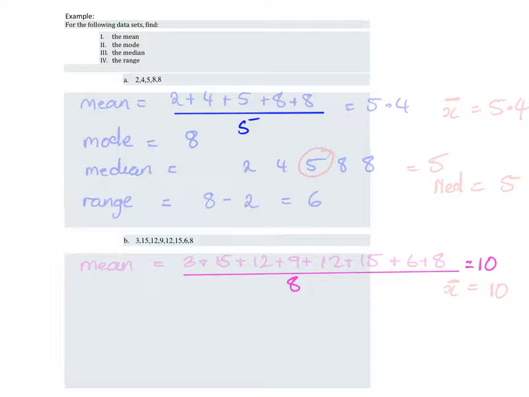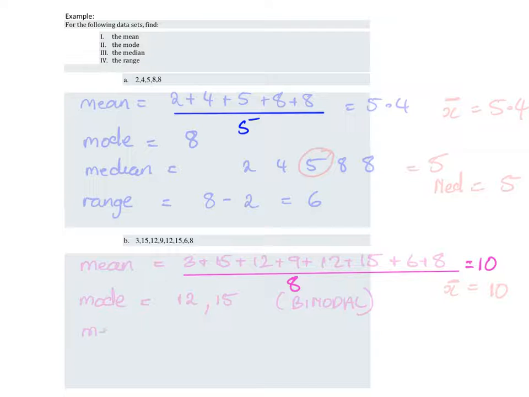What about the mode here? Let's look at the mode, and what do we see here? We see that there are two numbers that repeat themselves twice, that have a frequency of 2. They are 12 and 15. So our data is bimodal because there are two modes.